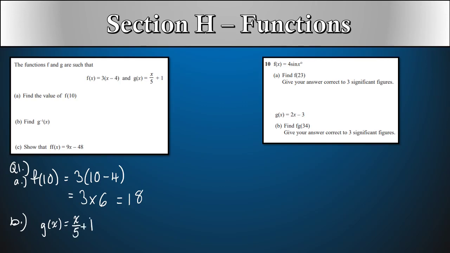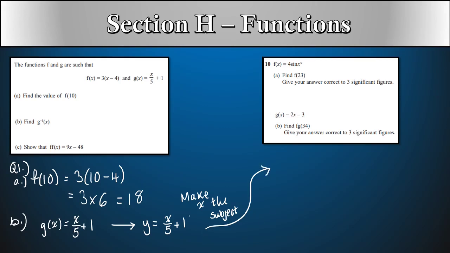Now, there's a couple of different ways of doing this. The way I was taught this is to change g of x now to y. So it becomes y equals x over 5 plus 1, just like that. And what I'm going to do now is rearrange and make x the subject. That's the goal here.